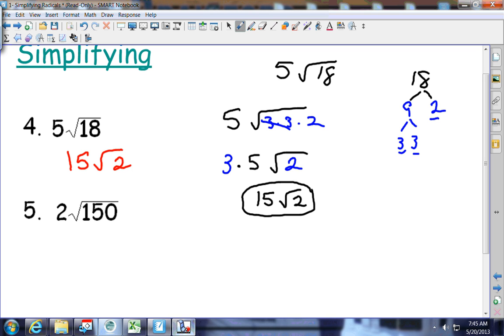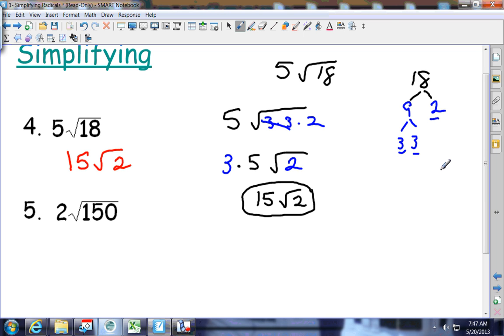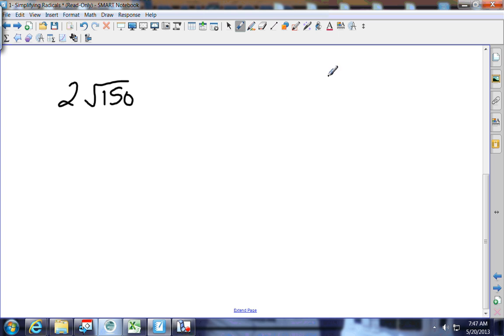Take a minute and try and do number 5. Okay, on this one, let's move it down. I'll get all that other stuff off of there. Let's see here. 2 square root of 150. Okay, so 150. In my mind, I'm sitting here, and it doesn't have to be the same things. You break yours up as long as at the end it's the same. I'm thinking 15 and 10. If you did something else, that's fine. Just wait till the end.